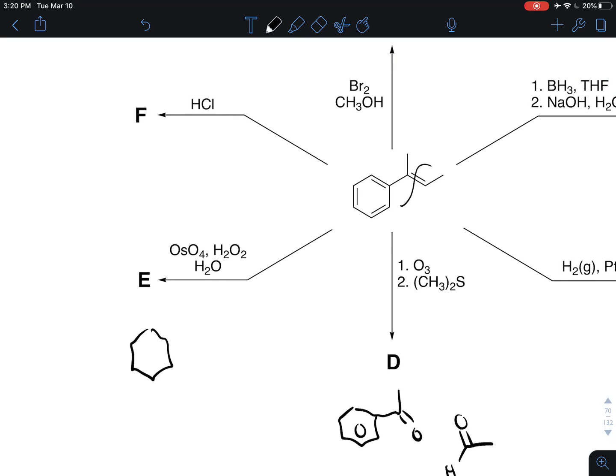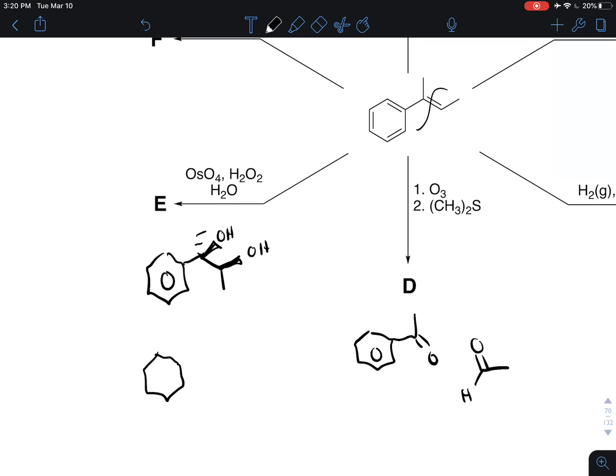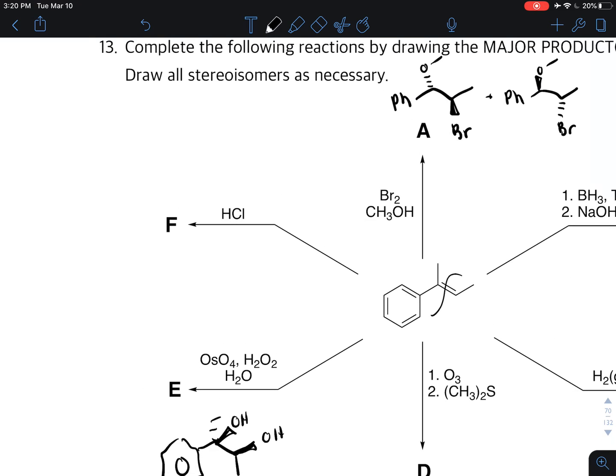All right, over here we would get syn addition. So if I want my alcohols to come in both on wedges, they would look like that. If I want my alcohols to come in on dashes, the structure would look like that. All right, and then over here, this is back to the first exam material, but we're going to form a carbocation on that tertiary benzylic position and then add that chloride there. So that would look like this.